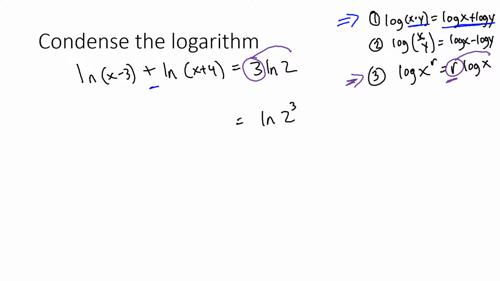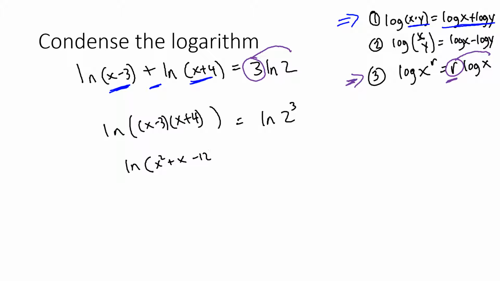So notice that we have addition right here. So we're going to multiply the arguments. So we can rewrite that as the natural log of x minus 3 times x plus 4. We can simplify this even further as the natural log of, if we do the distributive property, basically FOIL everything out, we're going to end up with x squared plus x minus 12. And over here, 2 to the third is going to be 8.